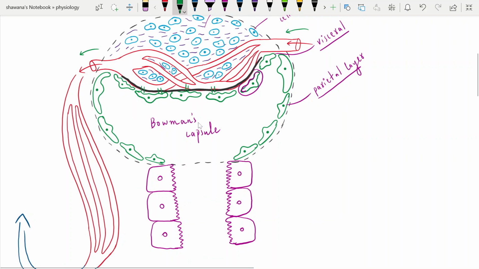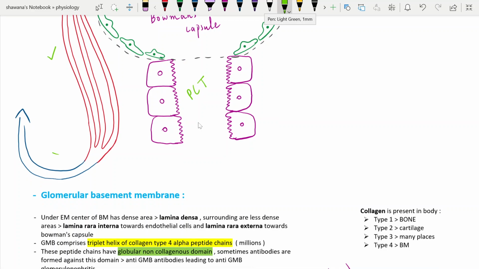Okay, in this diagram you can appreciate a lot of structures. First of all, the arterioles coming in and draining. After that, the mesangial matrix, the parietal layer of Bowman's capsule, and the visceral layer. This is the proximal convoluted tubule. This is the peritubular capillaries, which are around the PCT and the distal convoluted tubules. And after that, this system is draining into the veins, ultimately into the renal vein.